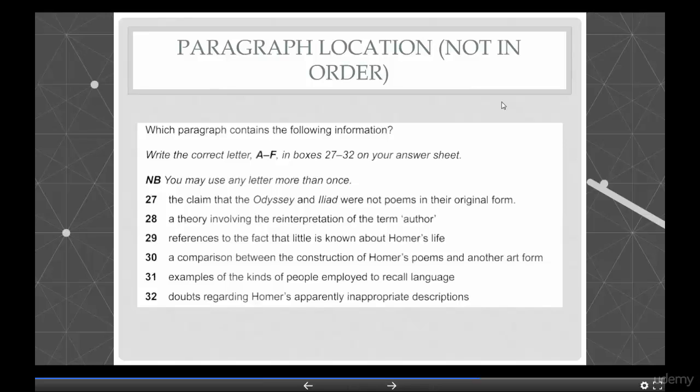So that's why I've told students, you don't do this question first. You save this question for last in this question set. You would do your fill-in-the-blank question and your yes, no, not given question, and then do your paragraph location question last, because then you would have looked at a lot of the passage, and you'll be able to do this question easier. But it doesn't go in order, and it can be difficult.